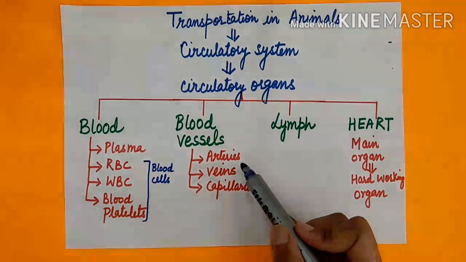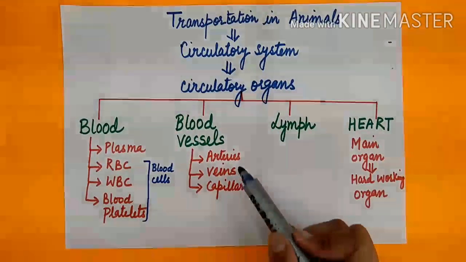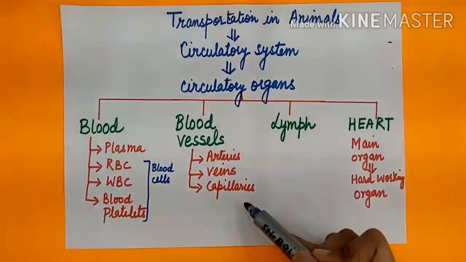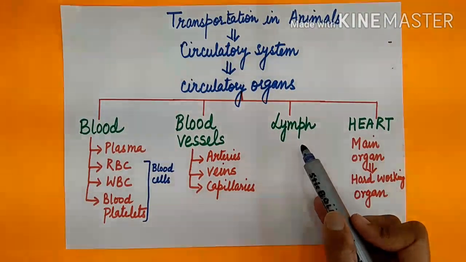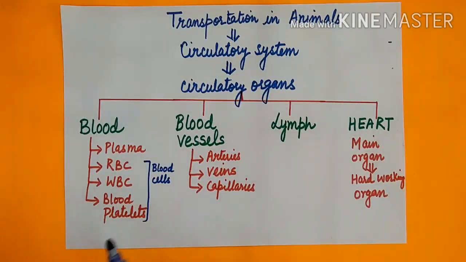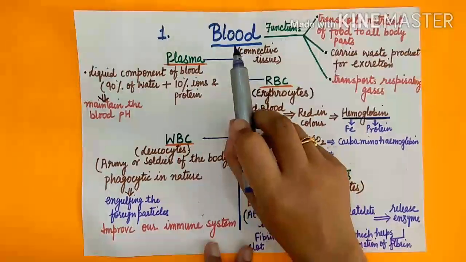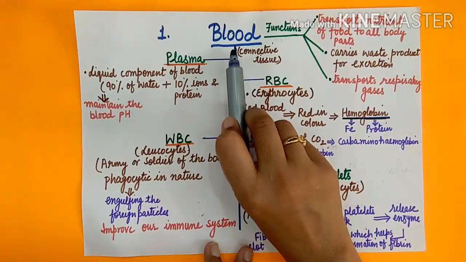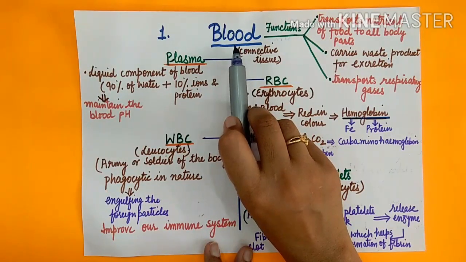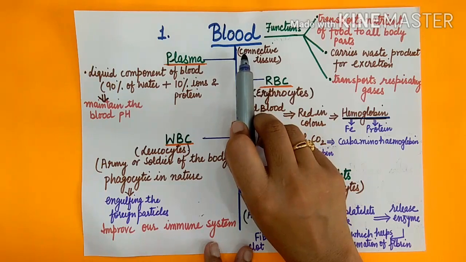There are three types of blood vessels in animals: arteries, veins and capillaries, followed by lymph. So let's elaborate all the circulatory components one by one. Let's start with the first component of the circulatory system, that is blood. Blood is a tissue, but what type of tissue is it?